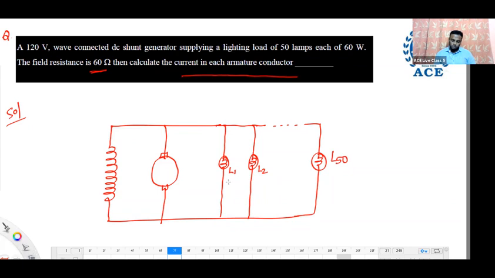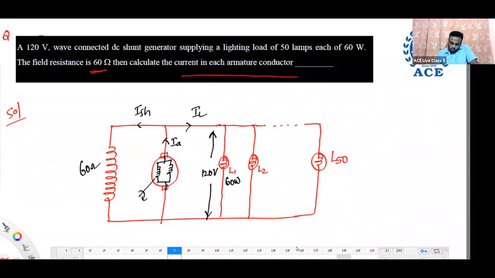Each lamp capacity how much? 60 watts. Given that the field resistance is 60 ohms, and as it is wave connected, how many parallel paths are there in wave connection? Two parallel paths. This is armature current, load current, field current. 120 volts means this is terminal voltage. Always the voltage rating given in generators is terminal voltage or full load voltage. We have to find the current in each armature conductor.